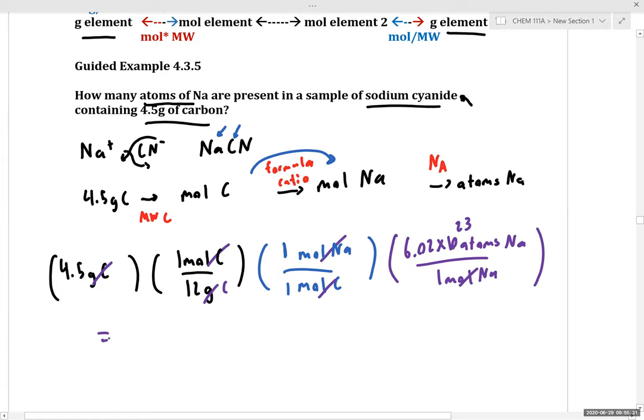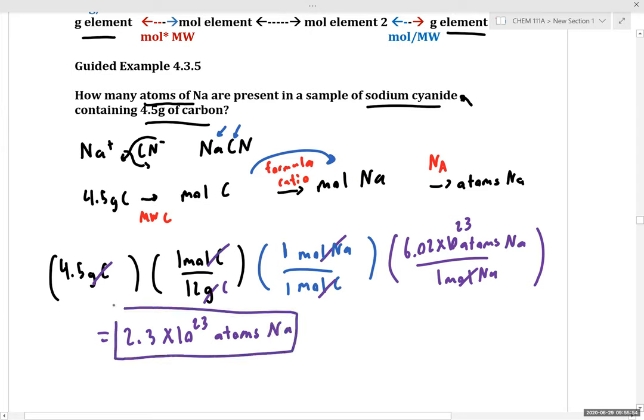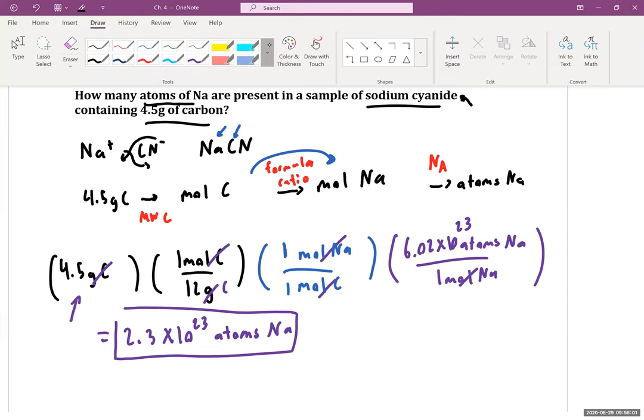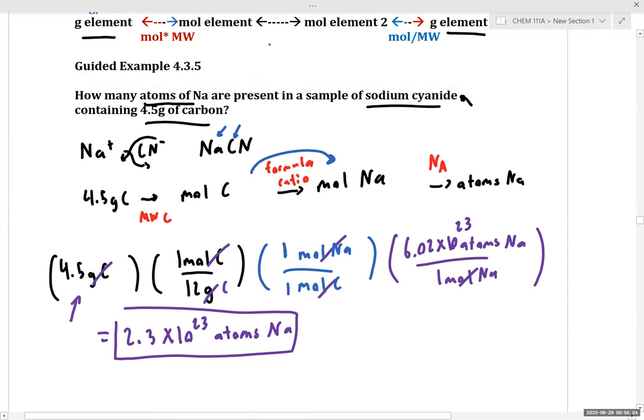Let's punch that into our calculator really quickly. We have 4.5 divided by 12 times 6.02 times 10 to the 23rd. And that in turn gives us 2.3 times 10 to the 23rd atoms of sodium, respecting the fact that our input had two sig figs. Any questions on this example?